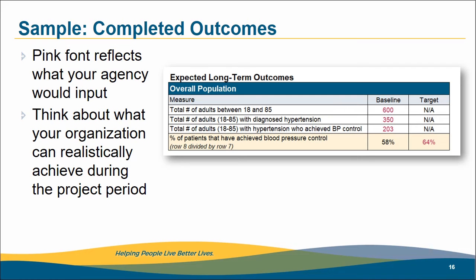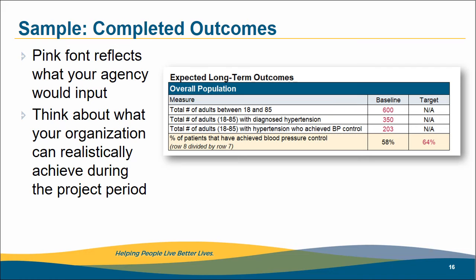In this case, for example, there's a clinic that has 600 patients who are between the ages of 18 and 85. Among those, 350 have diagnosed hypertension. Now, among the 350 who have diagnosed hypertension, 203 have already achieved blood pressure control. So currently, at baseline, 58% of their patients with hypertension already have their blood pressure under control.